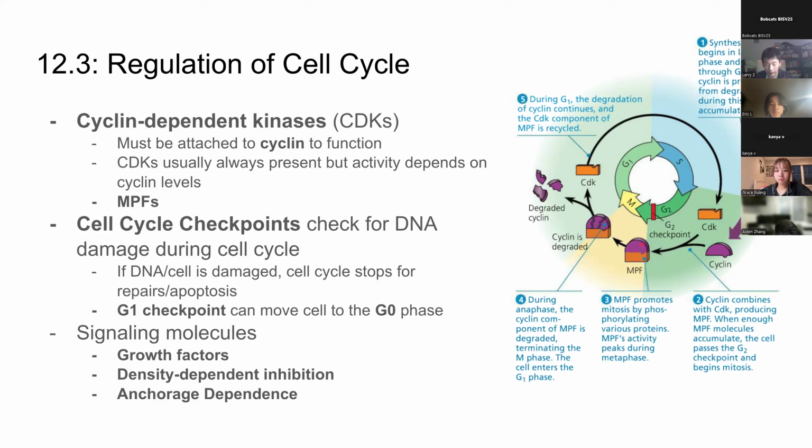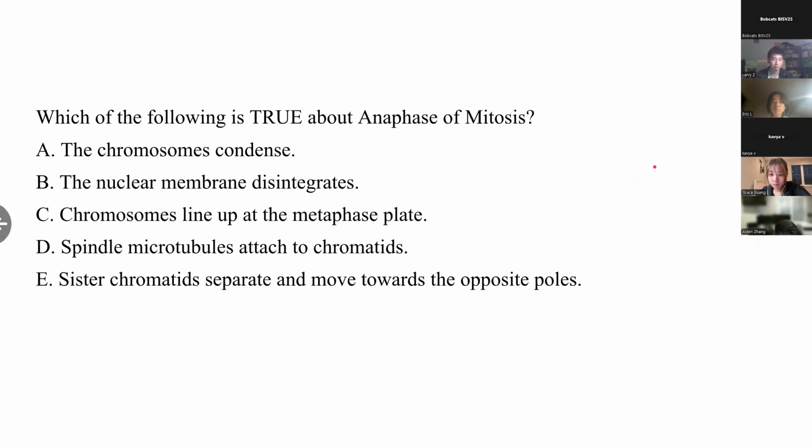There are also checkpoints between the main phases of the cell cycle that prevent damaged DNA from being replicated and damaged cells from becoming duplicated. For example, I talked about the one earlier between G1 and S. There is a checkpoint that roots out all cells that have DNA damage.